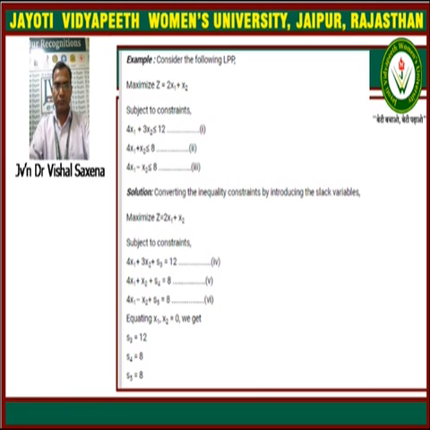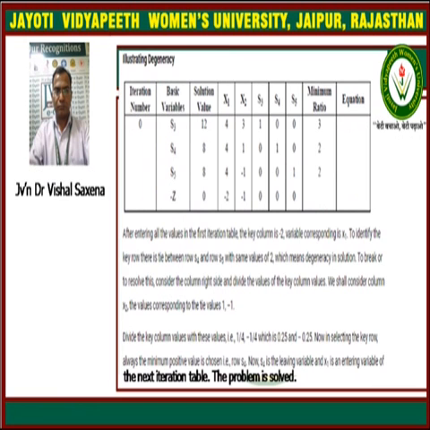Equating x1 = 0 and x2 = 0, the initial basic feasible solution can be taken as S3 = 12, S4 = 8 and S5 = 8. To illustrate degeneracy, a table is given with iteration number, basic variables S3, S4 and S5 and minus Z, solution values 12, 8, 8 and 0, the variables x1, x2, S3, S4 and S5, and the minimum ratio.